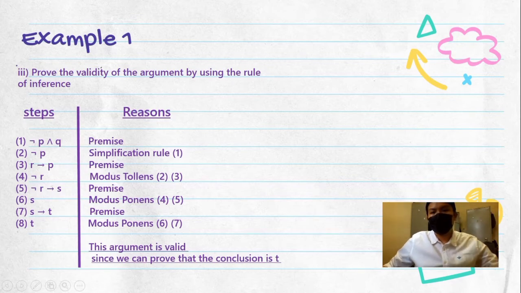Then we take the third premise, which is not R implies S. Notice the first symbol is not R, and before we got not R too. So we simply use modus ponens, which gives us S. For the fourth premise, we simply use modus ponens similar to the previous premise, and then we will get T. So our answer is valid, so we can prove that this argument is valid, since we can already prove that the conclusion is T.